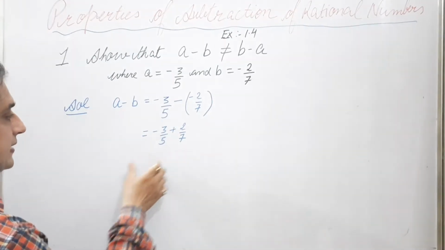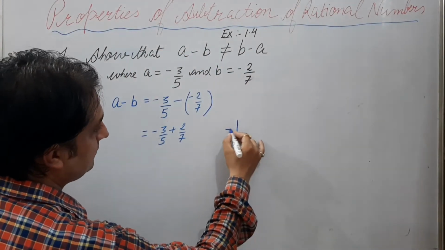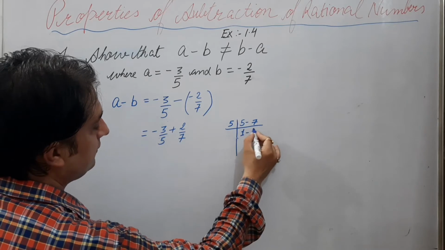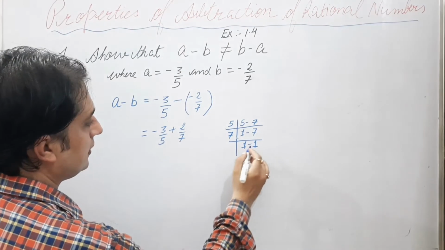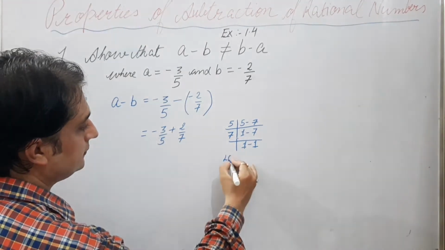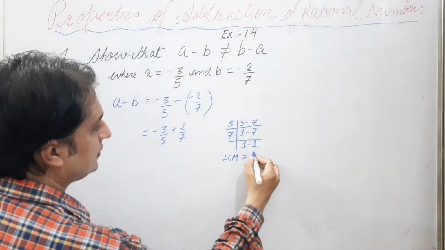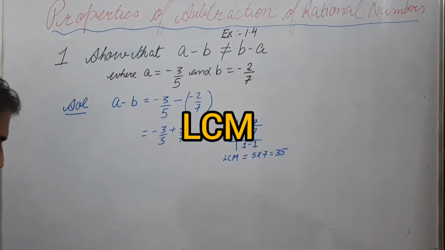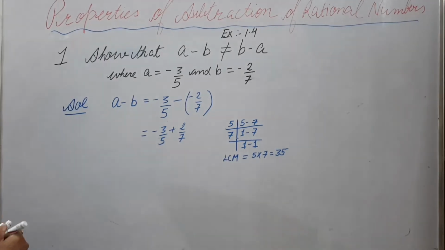Now again simplify it with the help of LCM. Firstly, take the LCM of denominators. 5 and 7 both are prime numbers. Starting with 5 ones are 5, 7 as it is. Again 7 ones are 7. So the LCM of denominators 5 and 7 of two rational numbers is 5 into 7, that is 35. So 35 is the LCM. It's a common denominator of the new rational number. This is a common denominator, right?